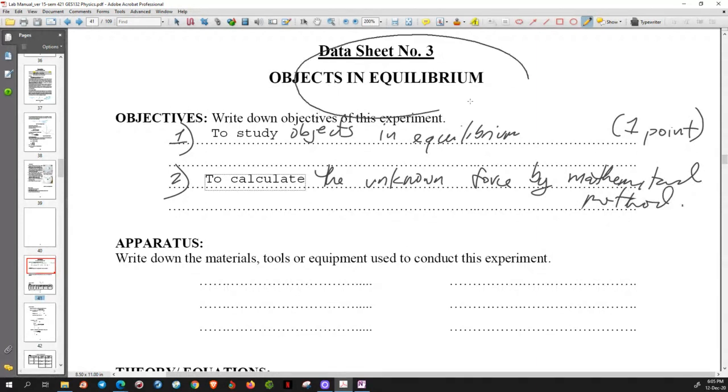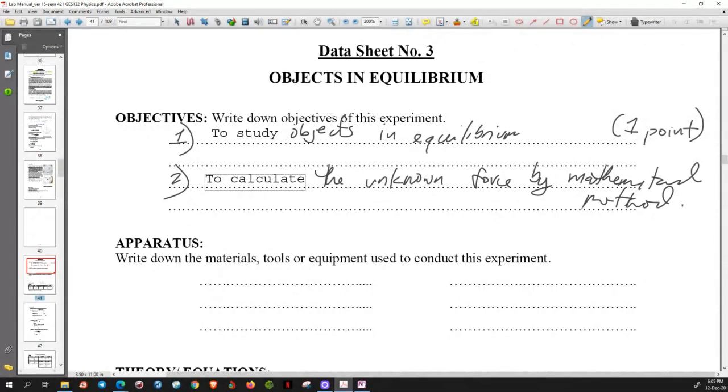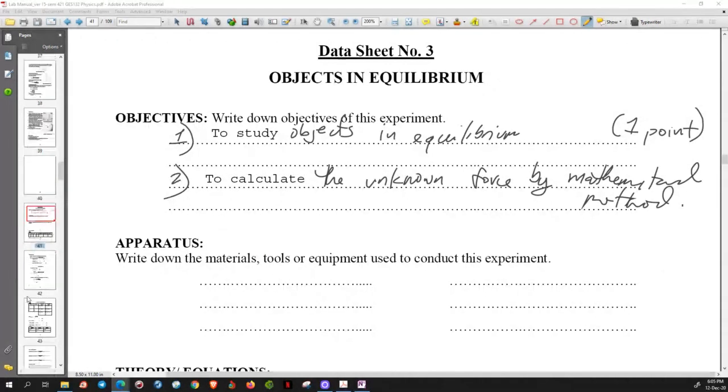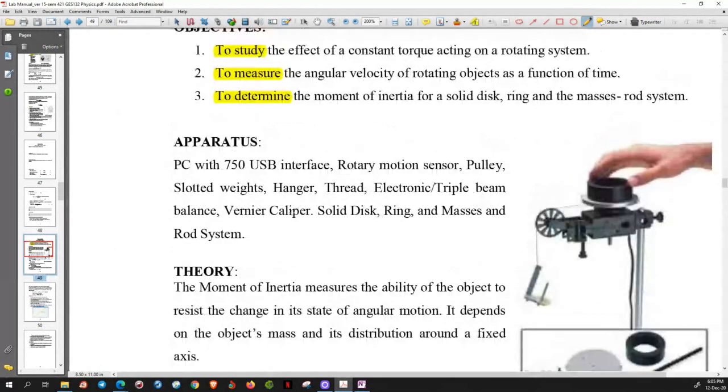So the idea, Shabab, of writing the objective is easy. As long as you have the title, you have the parts of the experiment you can write. I'll give you another example before we continue, okay? So let us continue to another experiment, rotational inertia.